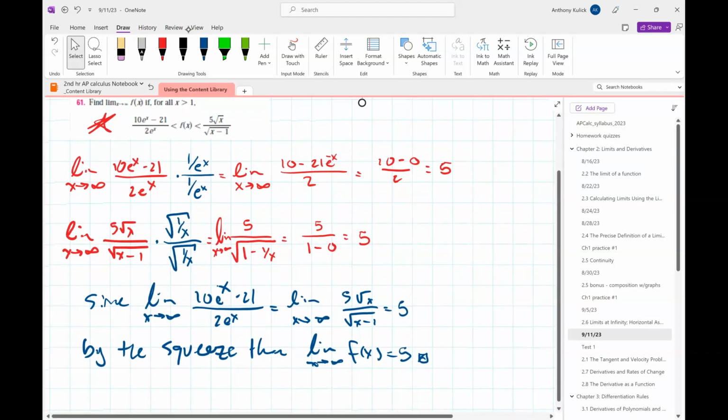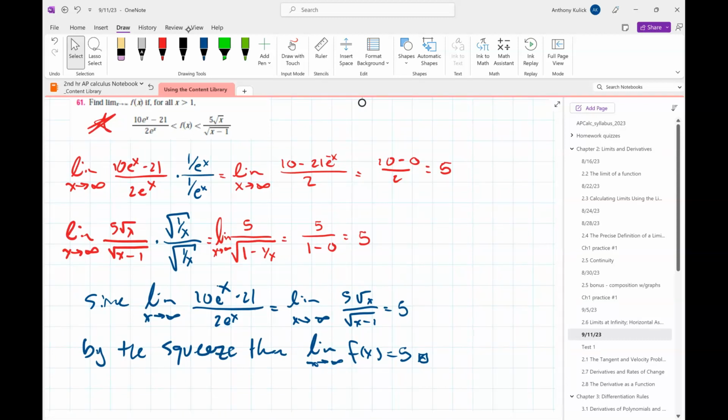Hopefully at least you recognized squeeze theorem, because you had that string of inequalities, right? That should be a big, bright, flashing red light, like attention Walmart shoppers. Squeeze theorem now on sale.